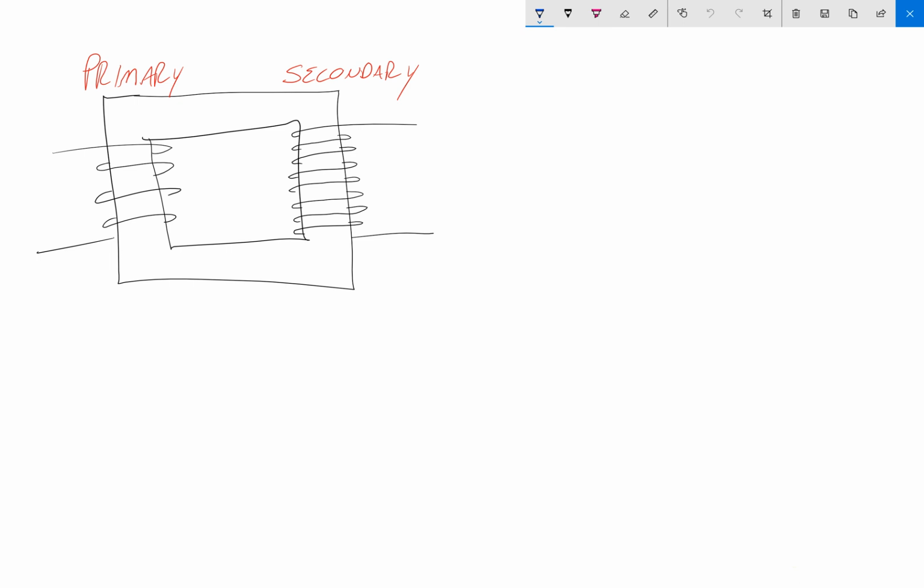So this is a picture of a transformer. We have them at school, and we would demo this and use all the equipment so you could really see it happen, but we're not at school, so we're going to do the best we can. But basically, you have a primary and secondary side.